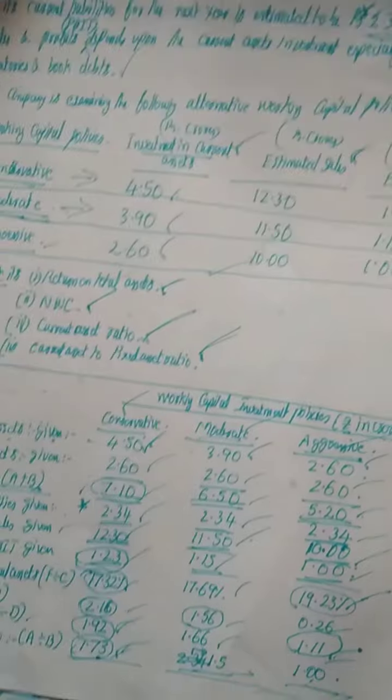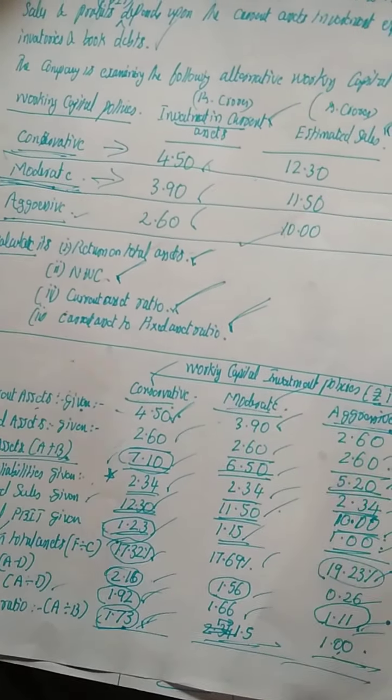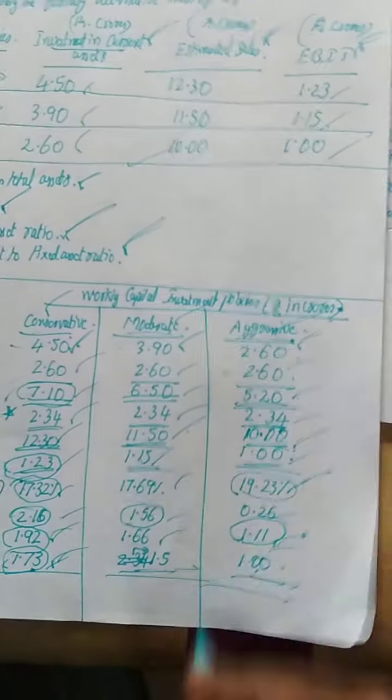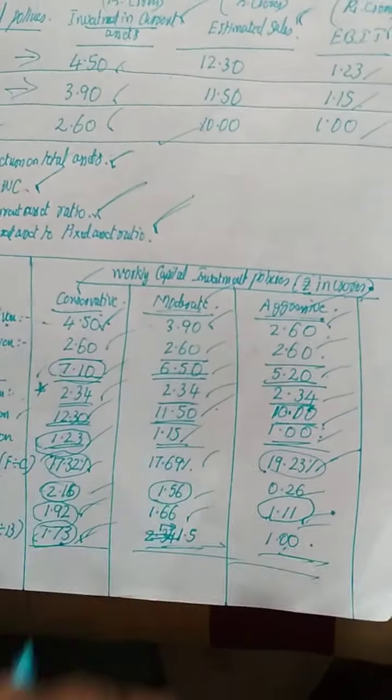It's a very easy question because directly you could find out all these things under various situations. So we will do the problem like this. Working capital investment policies, we will put the heading. Under conservative policy, moderate policy and aggressive policy, amount in crores, what are the changes we are going to test?